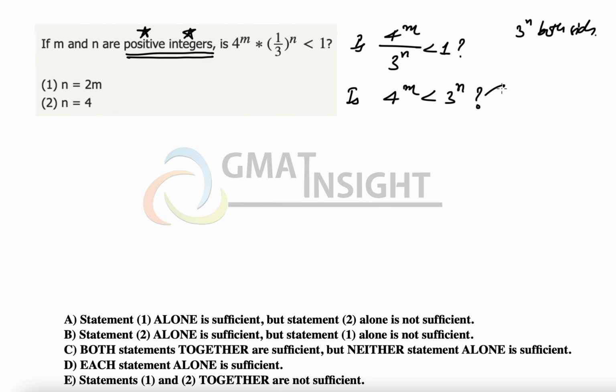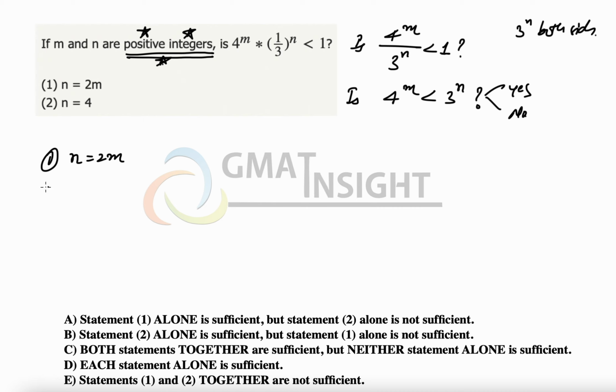Now this comparison needs to be answered in the form of yes or no, and we must understand that this comparison can be established only if we can compare the values of m and n, given that m and n are positive integers. Now let's look at the first statement. The first statement is given as n is equal to 2m, so there are several possibilities that we can choose because they are positive integers.